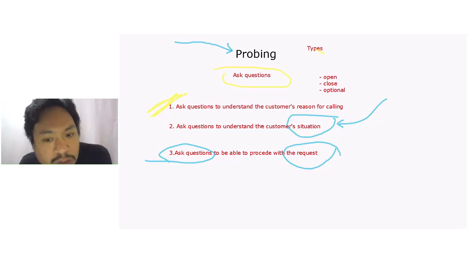Yung number two dito, ask question to understand the customer situation. Which is ginagawa ni John kanina. So halimbawa, identify na kasi what's the reason for calling? Payment. What's the situation? Because I want to be on top of my bill. Pero alam ko kasi na si expert good na doon.